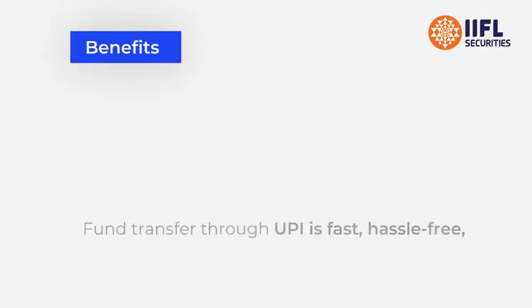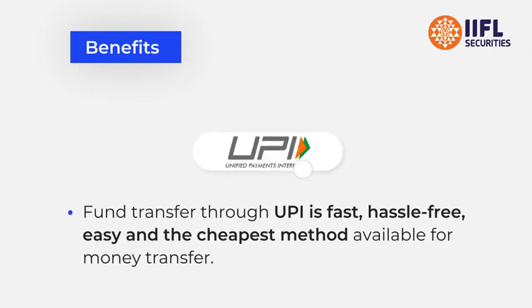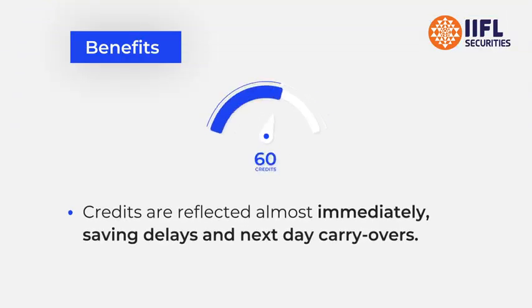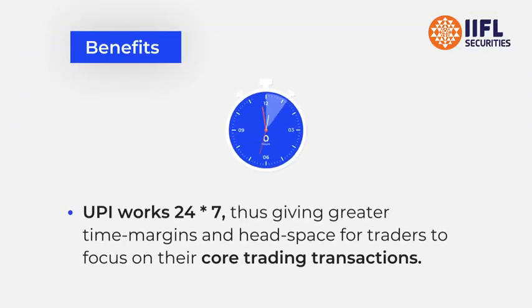Benefits: fund transfer through UPI is fast, hassle-free, easy and the cheapest method available for money transfer. Credits are reflected almost immediately, saving delays and the next day carryovers. UPI works 24/7, thus giving greater time margins and headspace for traders to focus on their core trading transactions.